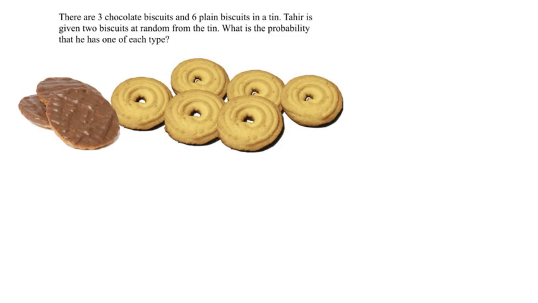So to start with, what are we told? We were told there are 3 chocolate biscuits, fine, and 6 plain biscuits in a tin, fine. So he is given 2 biscuits at random from the tin. Now what may be difficult about probability is that you have to think of this as first biscuit and then second biscuit. You can't just take both biscuits in one go. In terms of probability, we have one thing happen and then we have the second thing happen.